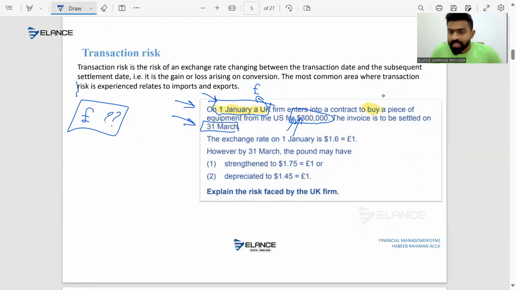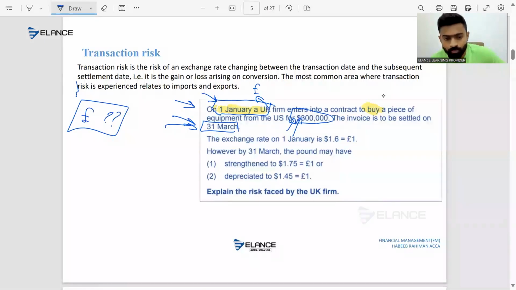It's not certain, right? So our payment might increase or decrease. The payment on one transaction might increase or decrease due to the forex rate change by 31st March. That uncertainty creates a problem. That is the transaction risk.